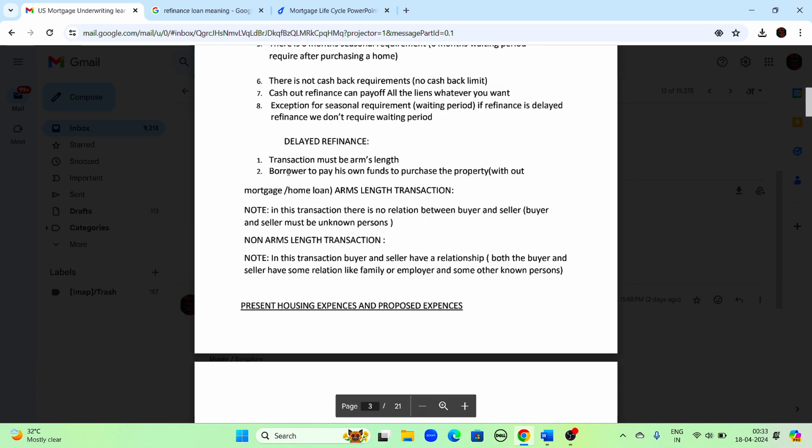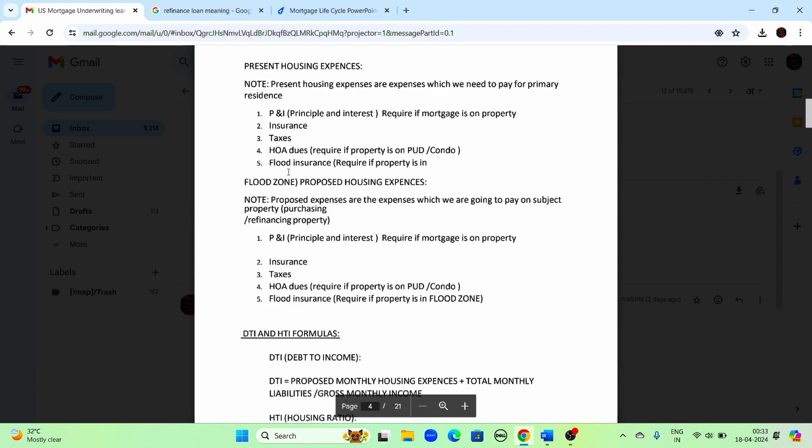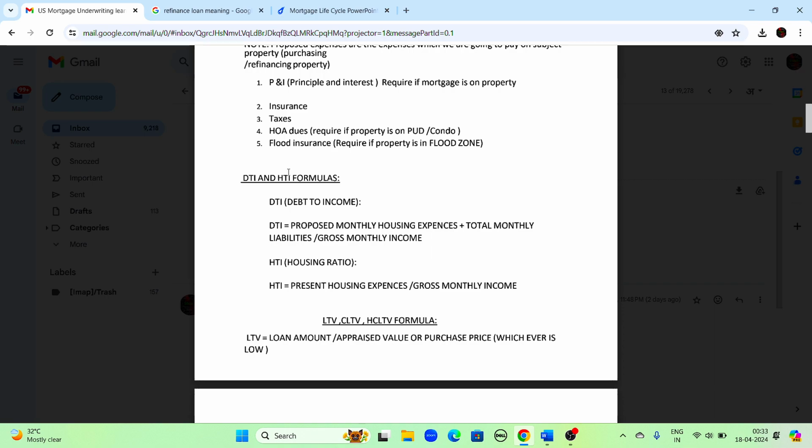What else have been mentioned? So let's check on other things like DTI, full form debt to income, and HTI, housing ratio.